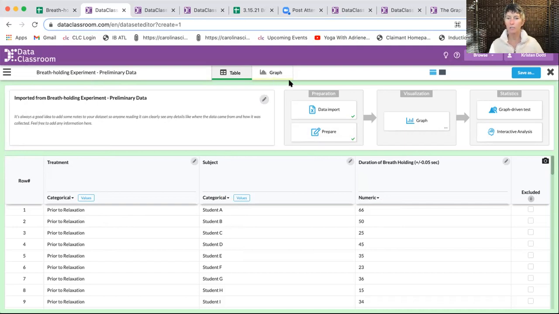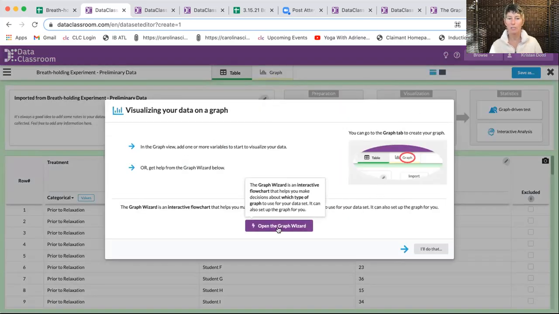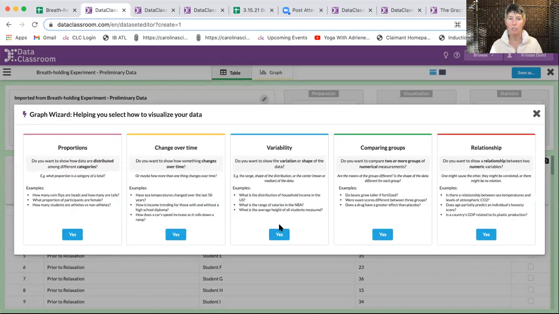Now at this point, I could get some help with my graph by using the graph wizard. I'm going to show you that in a moment. But I can let it lead me through some graphs, but I might as well show it right now. The graphing wizard allows us to take some questions about what types of information we have, and it leads us through this in a question format so that we're making good choices. So you can have different types of data. Is it proportions, change over time, the variability or the shape of the data, comparing groups, or is it the relationship between two numeric variables? And that's what we're aiming for here.